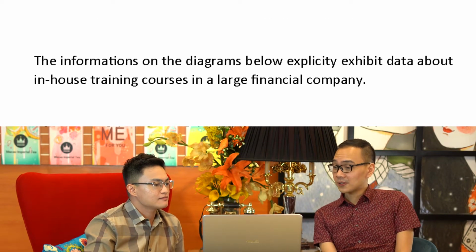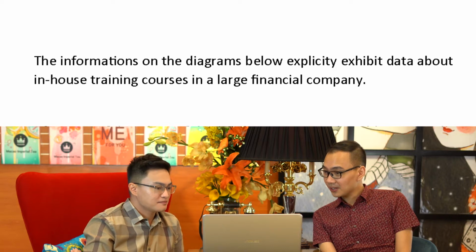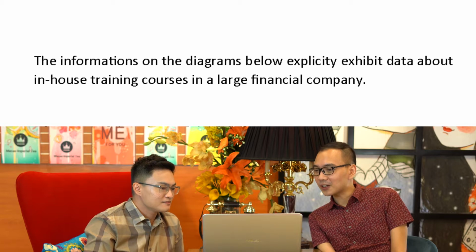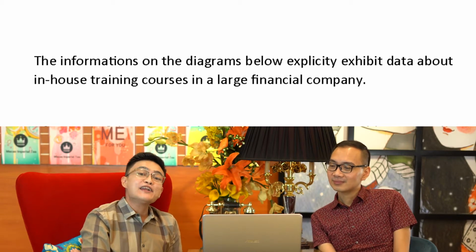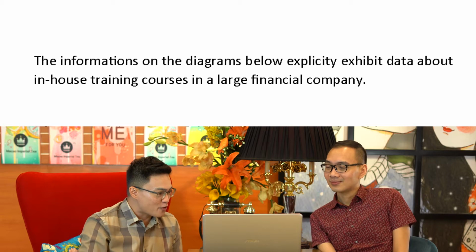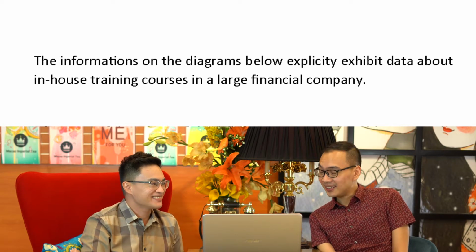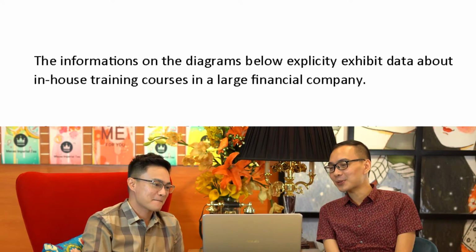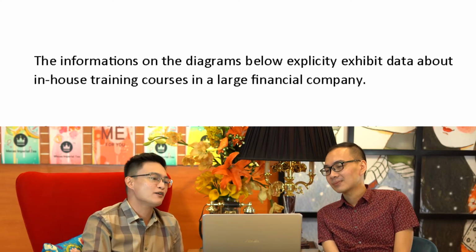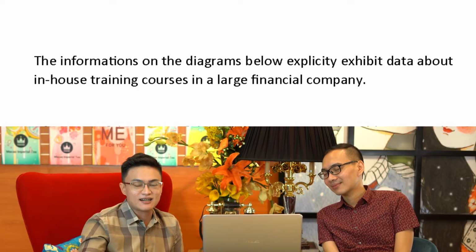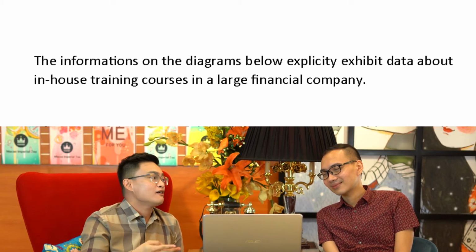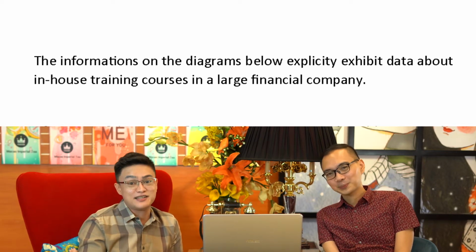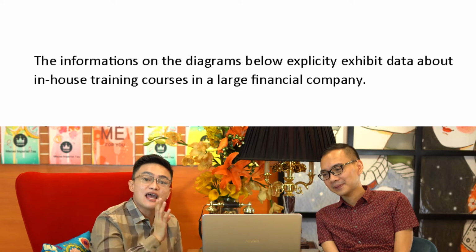The informations on the diagrams below explicitly exhibit data about in-house training courses in a large financial company. Okay, let's begin with informations. What's your comment on the word informations? Wow, so many. Information is a collective noun that is supposed to not have an S. Yes, okay. Words like equipment, deer, furniture, sheep, fish, food. You're not supposed to add S or ES to these words, okay? So, the information, that's enough.